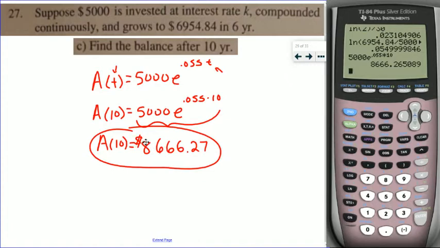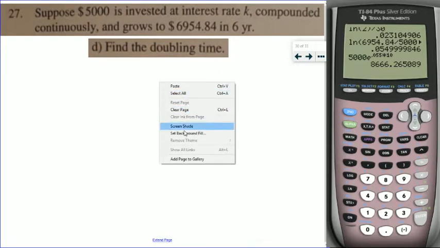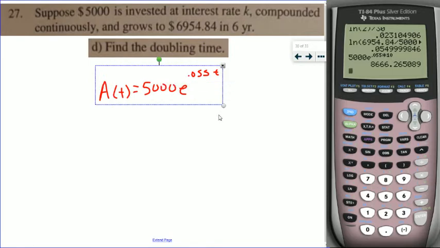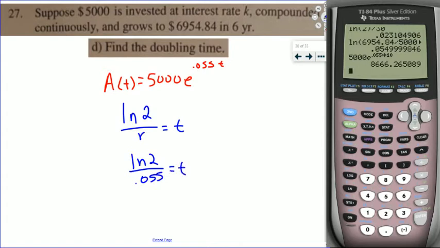Okay, so once we have that, we want to find the doubling time. So if this is our equation, we found the rate, which was this, so we need to use that doubling time equation again. So natural log of 2 over r equals t. So find out how long it's going to take for the amount of money to double. So we're going to take natural log of 2 over 0.055. That's going to give us t.